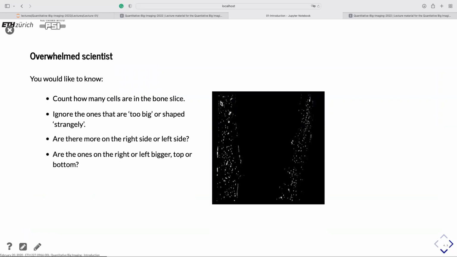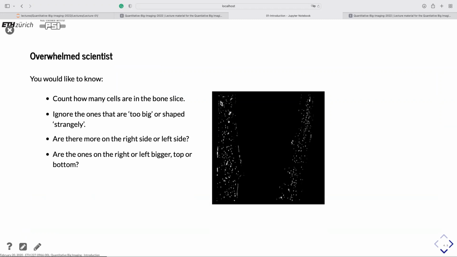So let's look at the real image. We have here an image with bone cells in it. And the first thing is you want to count how many cells there are in this slice. You can see all the white spots. And some need to be ignored.